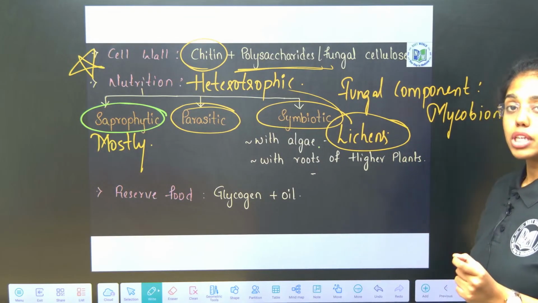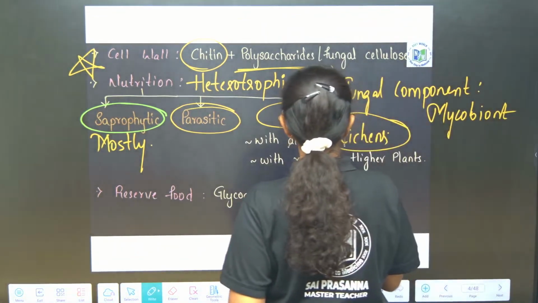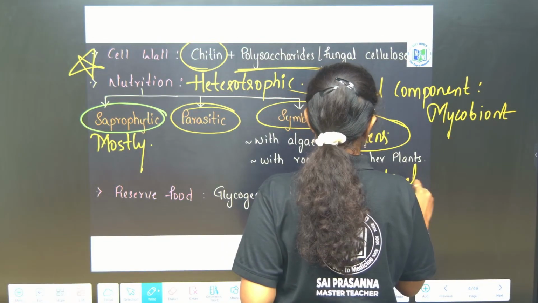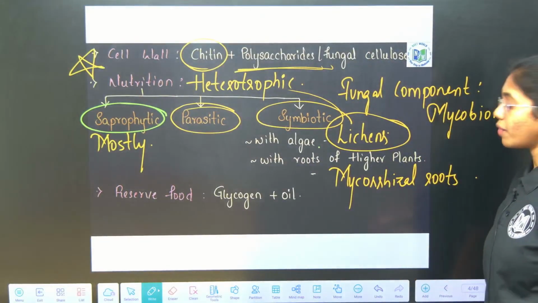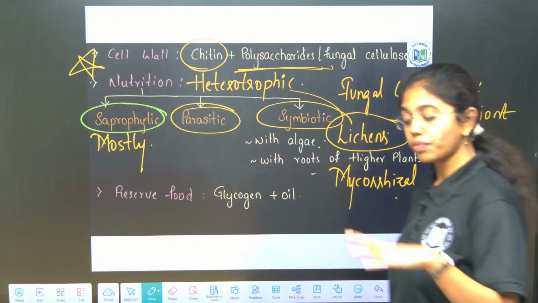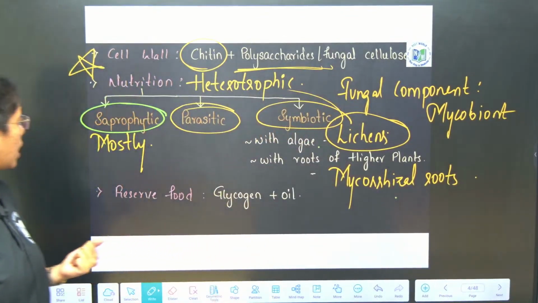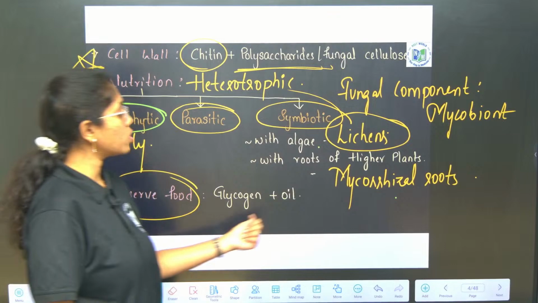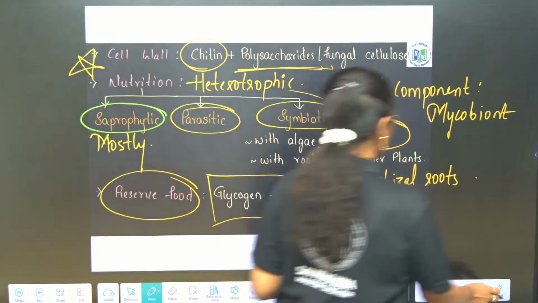Next, fungal association with roots of higher plants. This is called as what? Mycorrhizal roots. Fine. So, fungal association with the roots of higher plants, these are mycorrhizal roots. They will increase the surface area of the roots and they help in the absorption of water and minerals. Next is what? Reserve food. Reserve food material includes what? Glycogen and oil. Glycogen and oil are the reserve food material in the fungi. These are the general characteristics.